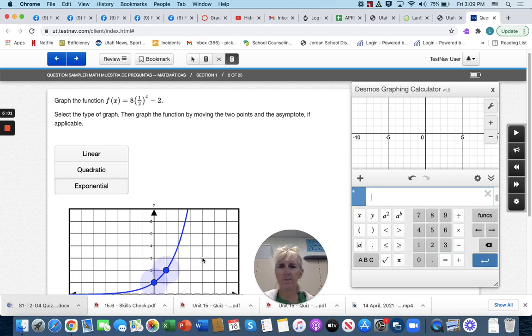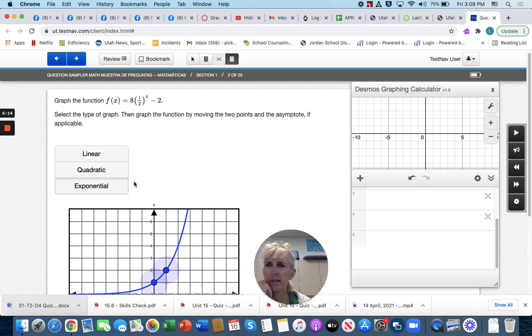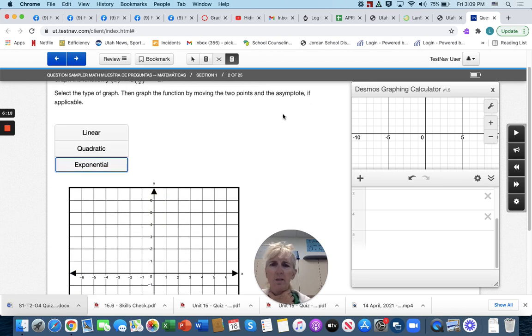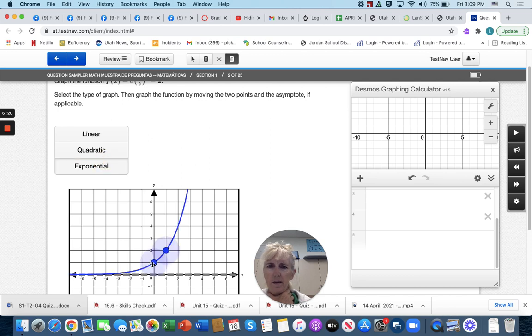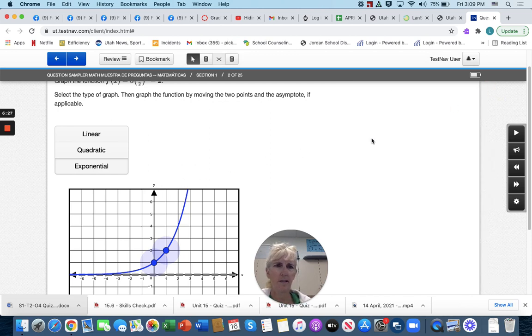well. So, okay, if I put 0 in there, 1/2 to the 0 power is 1. 8 times 1 is 8, -2 is 6. So I know 0, 6 will be one of my points. So I need to put a point. Oh, did I put that exponential? And one of my points is at 0, 6. If I click up there, okay, let's get rid of that.